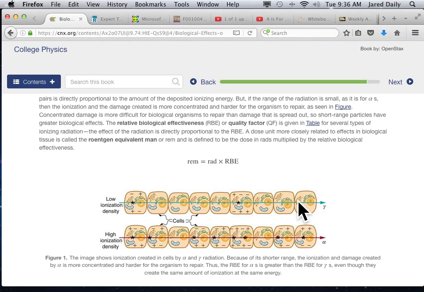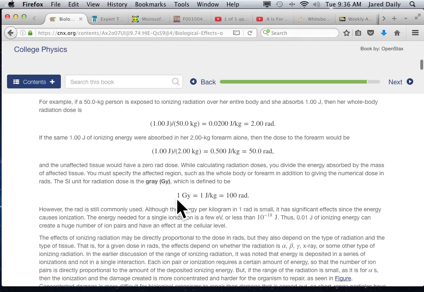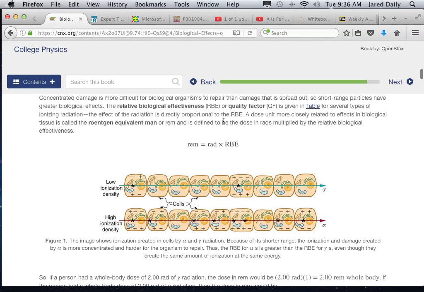Then we go into the rem, which is different. The previous units tell you how much energy the body is absorbing. This one tells you how much damage is being inflicted on the body by that energy. So you take the energy that's being put in, and you have the quality factor, or the biological effectiveness of that radiation. And so if it gets bigger, of course, you get bigger damage.